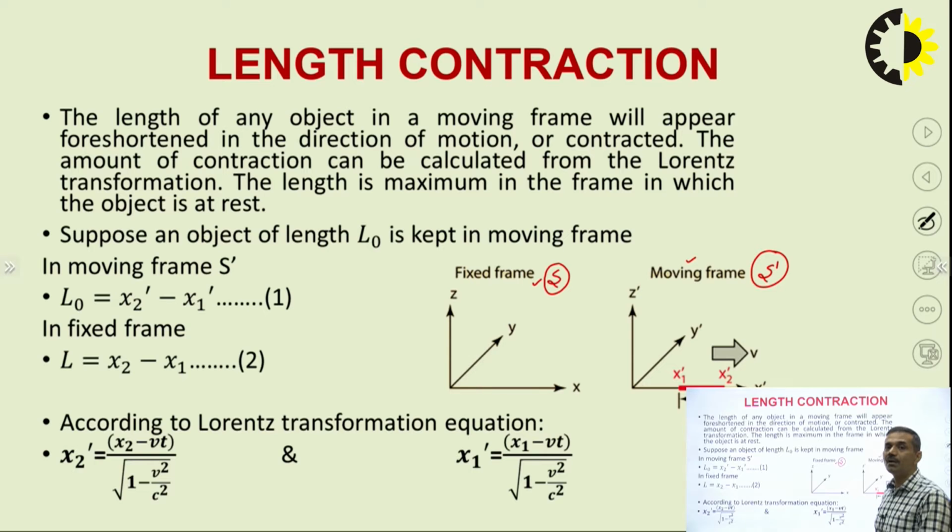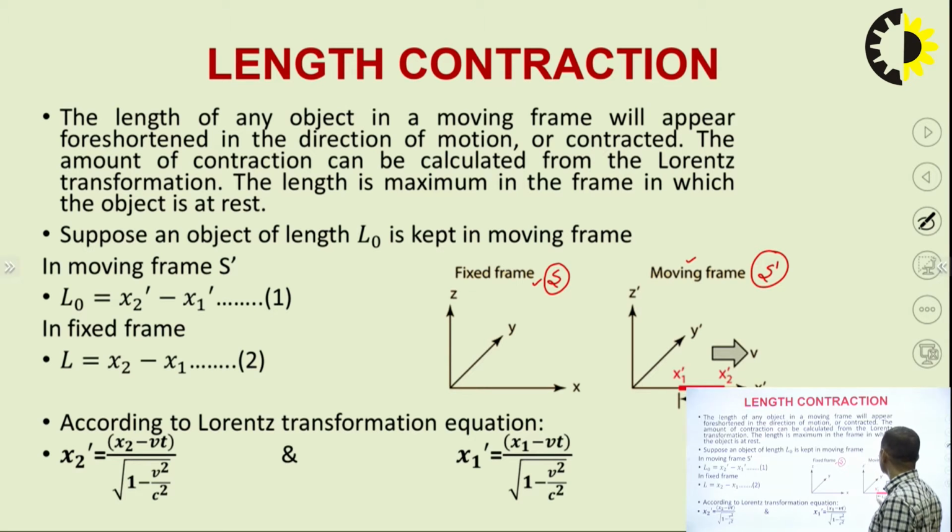Some may be contracted, some may be increased, and vice versa. So you can say these quantities vary if we measure them from another frame of reference, right? To find out how much the length of the object will be contracted, we can measure it using the Lorentz transformation equations. We already know what the Lorentz transformation equations are.